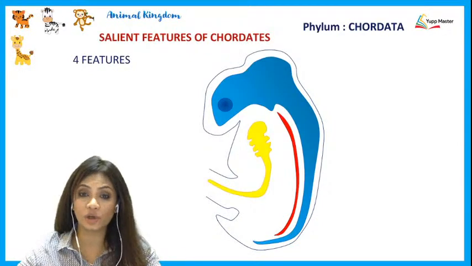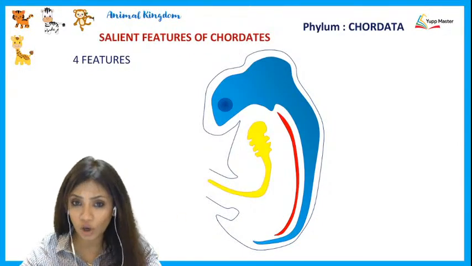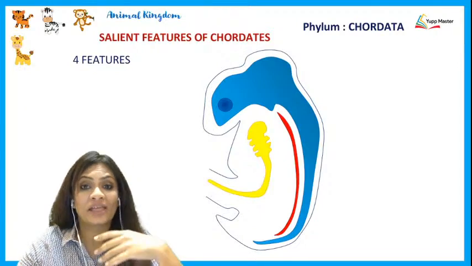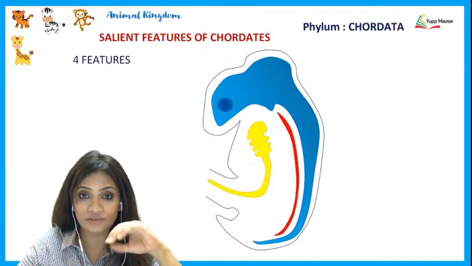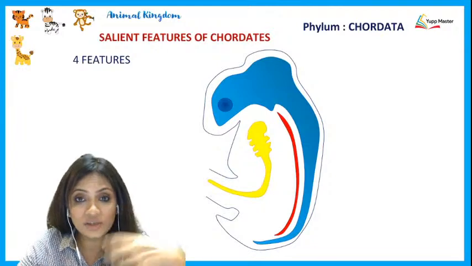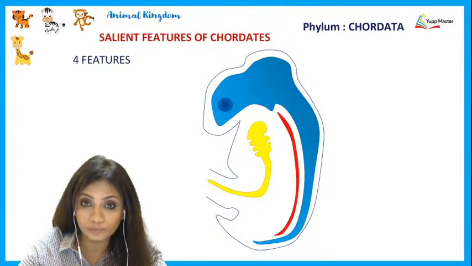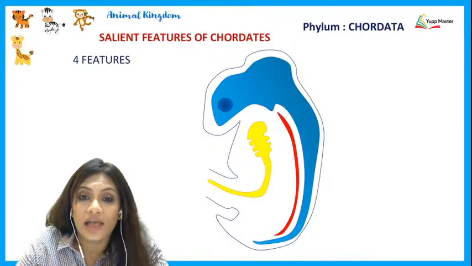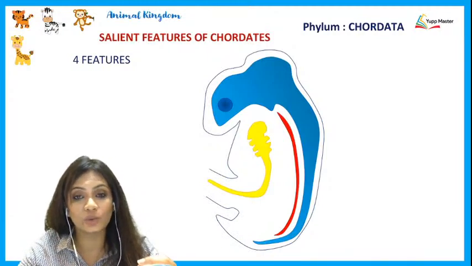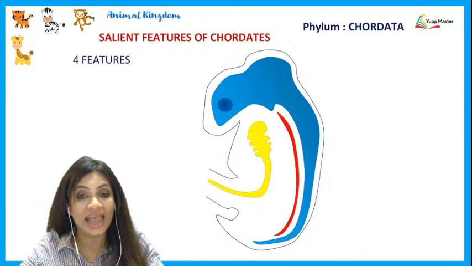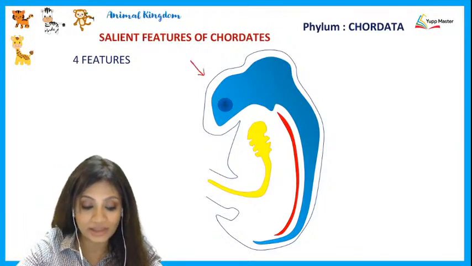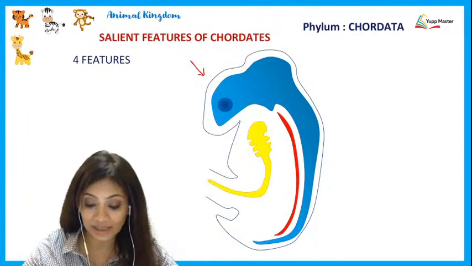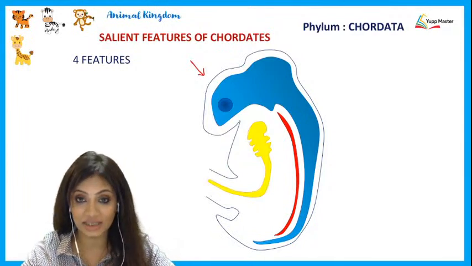If I am talking about a fish, a dog, an elephant, or a human being also, then at some given point of time in life, when they were developing inside their mother's womb, in the initial stages of life, every chordate has looked like this. All right, so let's see exactly what features are seen in this diagram.